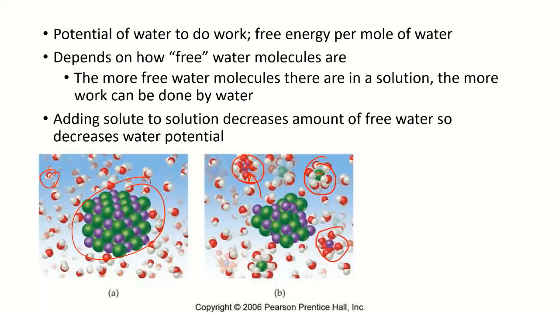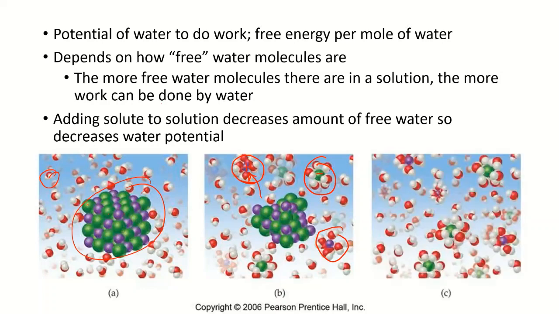The more solute that you add in, the more solute that's dissolved, the less free water you have. So this is water tied up, this is water tied up. As you add more solute, the water becomes more and more tied up. There's less free water, and therefore you're decreasing the potential energy that the water has, and you are decreasing the water potential.